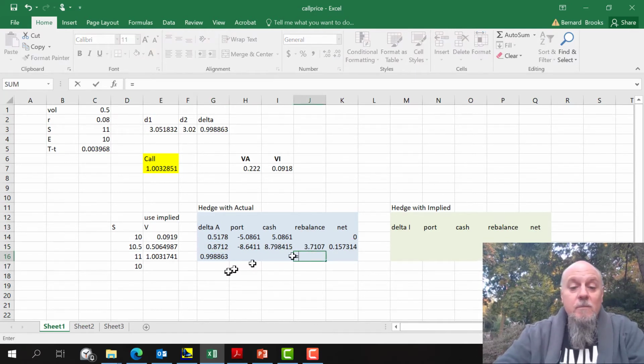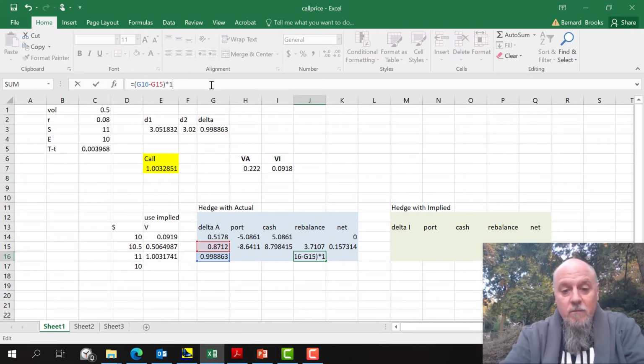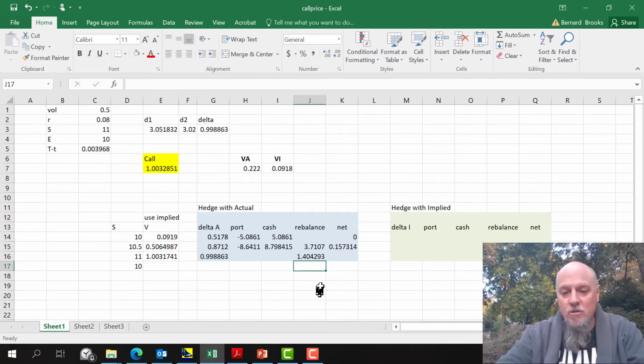So how much more do I have to short? Well, I'm supposed to be shorting almost 100% of the stock. I've only shorted 87% right now. So I've got to short almost 13% more, which is going to bring in more money. The stock's at $11. So 13% of an $11 share, that's an extra $1.40 that's coming in.